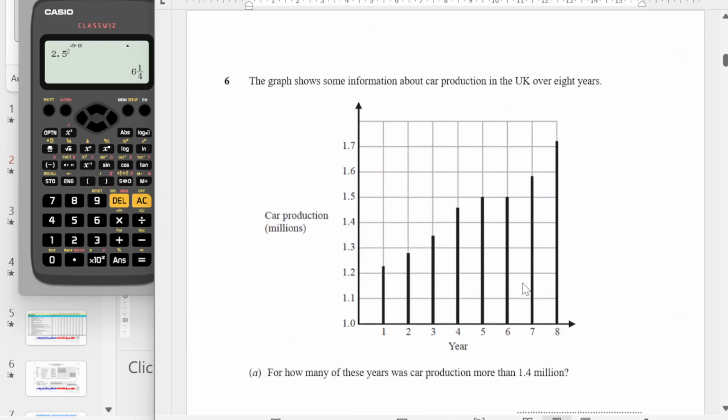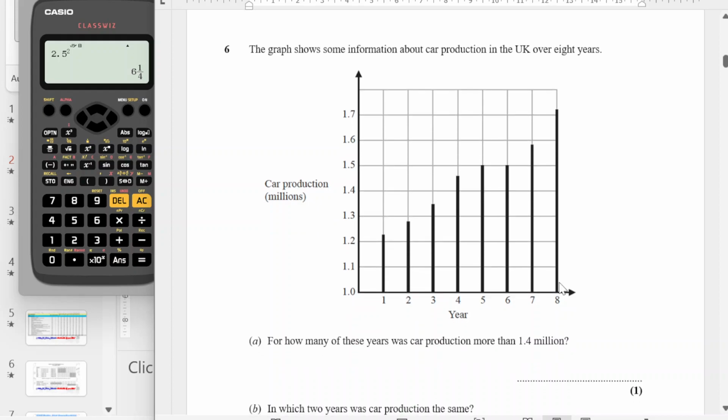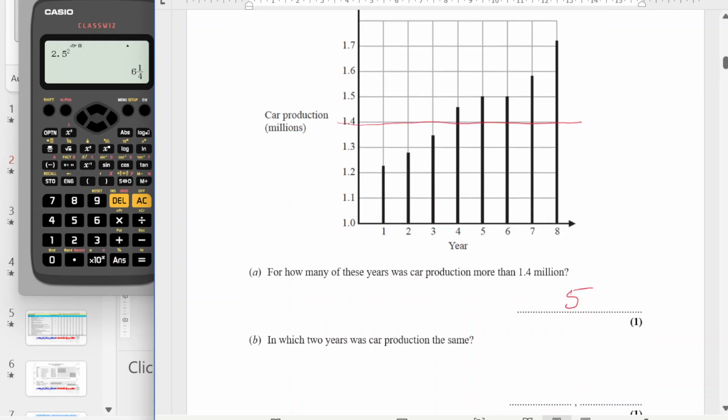Okay, question 6. This graph shows some information about car production in the UK over 8 years. How many of these years does the car produce more than 1.4 million? So 1.4 million would in effect be this line here. So we've got 1, 2, 3, 4, 5 years. Part B, in which 2 years was the production the same? So I've got to try and find totals that are the same. That's year 5 and year 6.